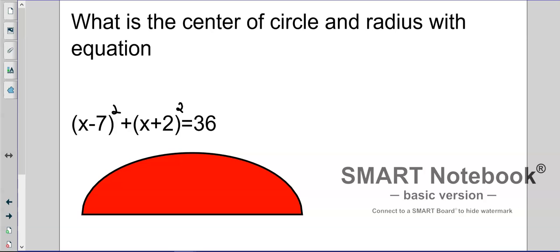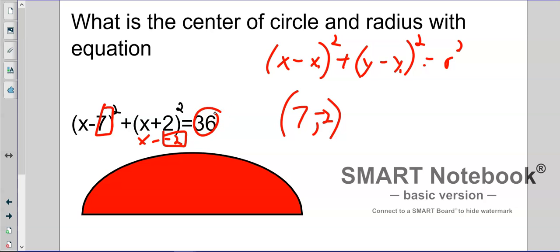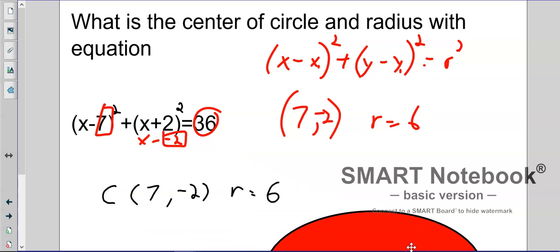Okay, what is the center of the circle and radius with this equation? So remember, the equation is x minus x1 squared plus y minus y1 squared equals radius squared. So when we have this right here, it's in the right format, it's 7. This is really x minus negative 2, so that means it's 7, negative 2, not positive 2. And then this is r squared, so if we square root that, r is 6. Most common mistake there is to say 7 comma 2.